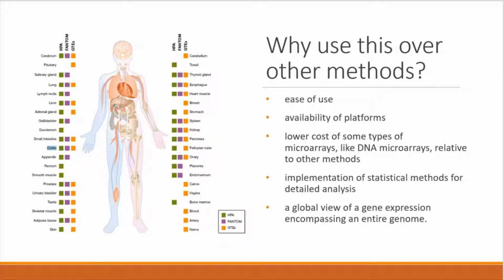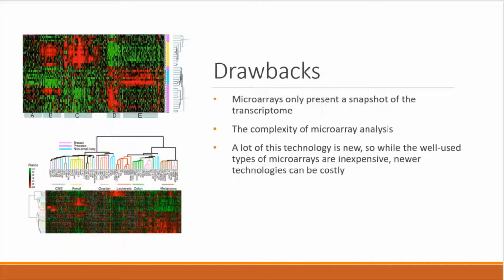Implementation of statistical methods for detailed analysis. There are a lot of different ways that you can interpret results and then apply them statistically. And then you have a global view of gene expression encompassing an entire genome all at once, super quickly. But you do have some drawbacks. The microarrays only present a snapshot of the transcriptome, which is continuously changing and responding to different cellular needs and cellular signals.